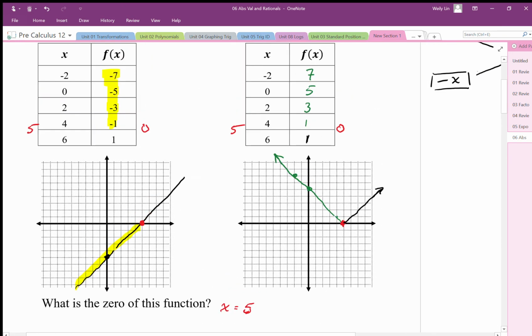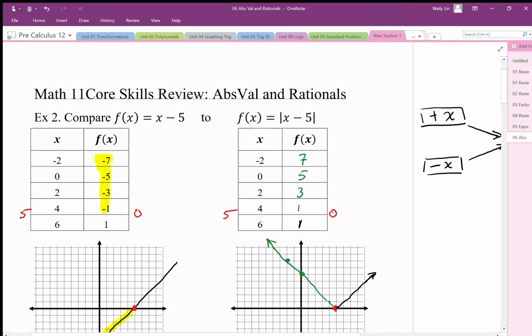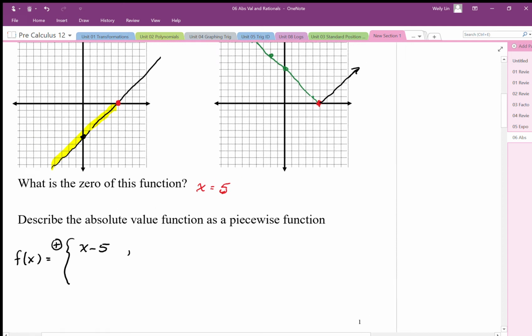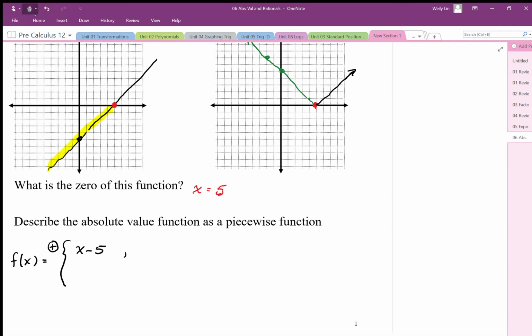And when the graph is positive, nothing changes. There's no difference between the absolute value and the f of x. So it's just going to behave like a linear function with slope 1 and y-intercept of -5, but we have to make sure we know the domain. And the domain of that is going to be when x is equal to 5 and bigger. Okay, so that's the domain of when it behaves like the regular original linear function.